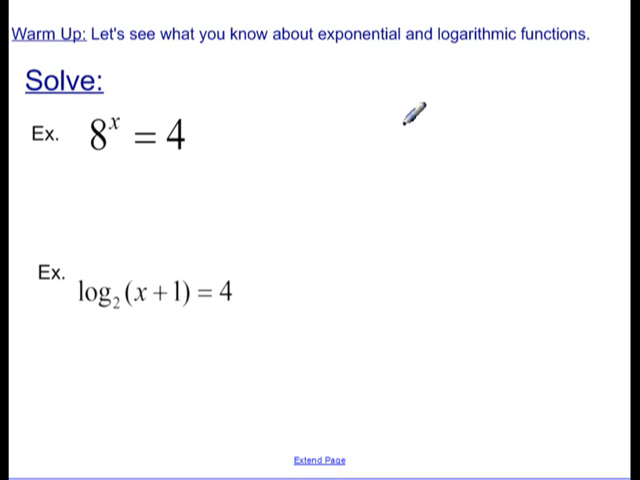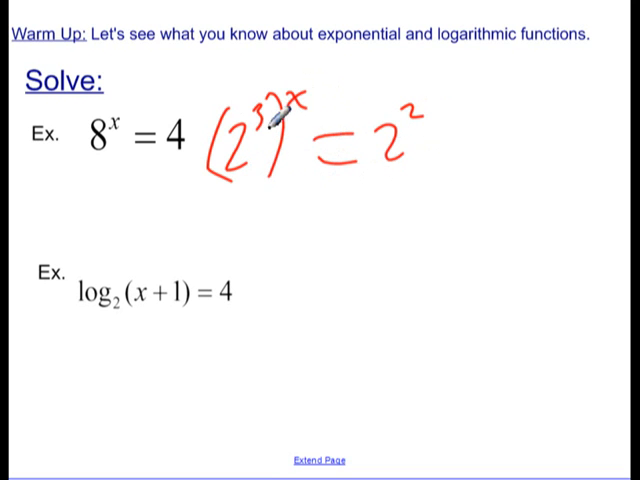Okay, so now let's see if you are on the right track. This first one, there's two ways you can approach this. One is to write both of those numbers, the 8 and the 4, using the same base. So write them in exponential form using the same base. So if you recognize that 8 and 4 are both powers of 2, this is a convenient way to solve a problem like this, because you can rewrite 8 as 2 to the third power, so that's 2 to the third to the x power, and 4 is 2 to the second power.